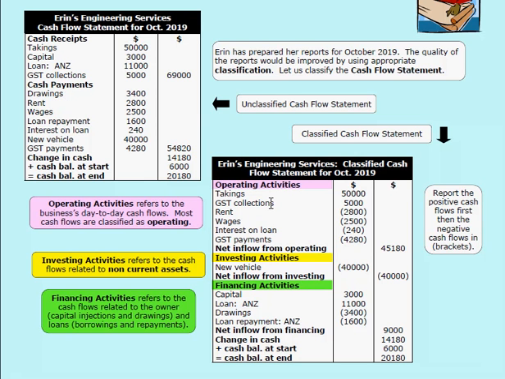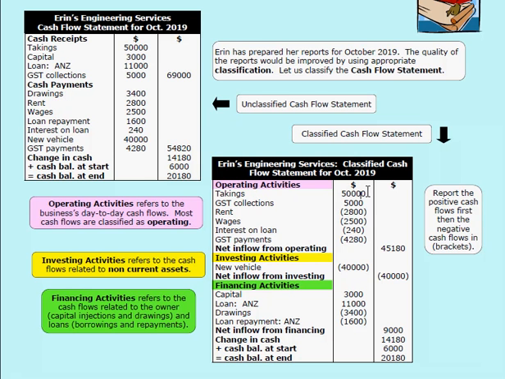Operating activities refers to the business's day-to-day cash flows. Most cash flows in a business will be classified as operating types of activities. And so they're listed as operating activities, and the positives, that is the cash inflows, always are listed first. So in this case we have takings of $50,000 and the GST on those takings $5,000. Both of those are positive figures. They are listed first. They're classified as operating activities.